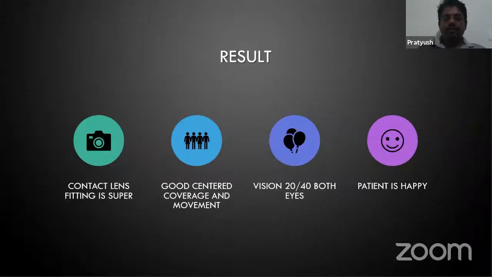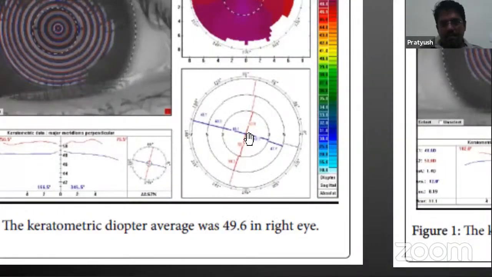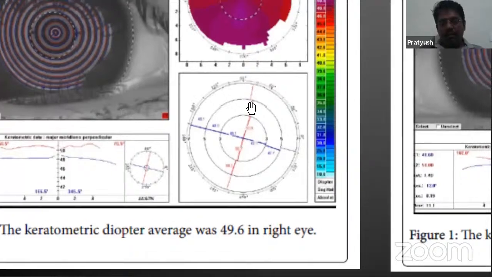So it was a very unique case. I'll go back to this one and I'd like to show you, if I can, it's a little blurry. Even the curvature of the cornea is almost 48 and 50, so it's not much of a difference. It's not a very high difference between the vertical meridian and the horizontal meridian. They are almost the same.